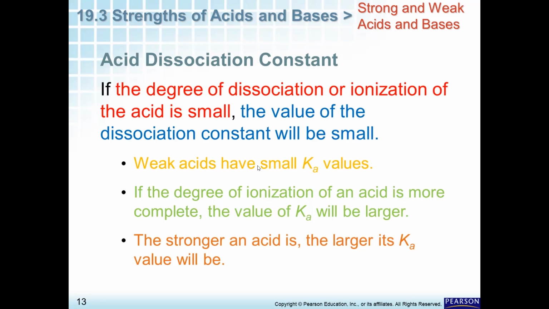So weak acids have small Ka values, and stronger acids have larger ones. Now, when we say stronger, we don't mean a strong acid, but stronger relative to each other, among the weak acids. So all the weak acids have Ka values. Among them, there is something strong and something weak. But we're not talking about the very strong acids, because those do not have a Ka value.